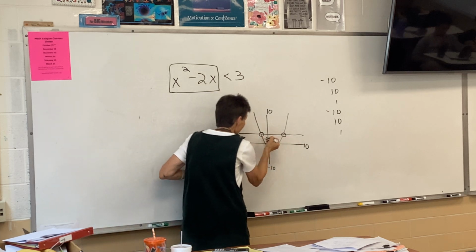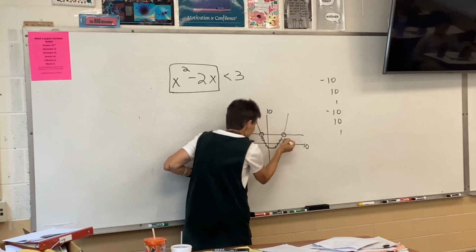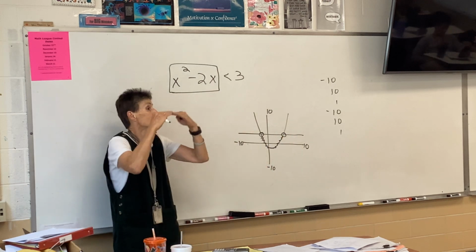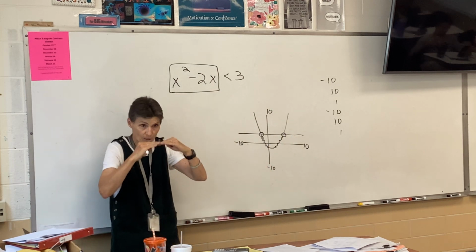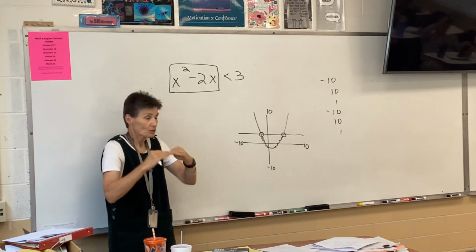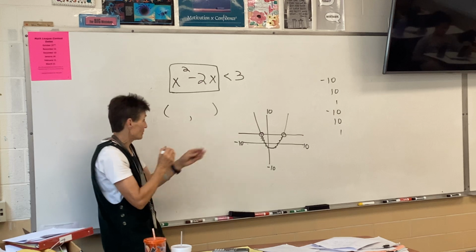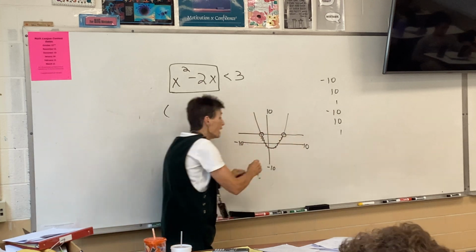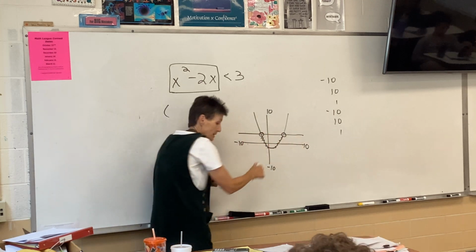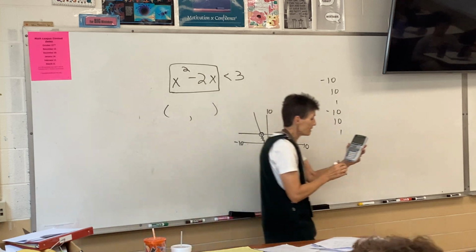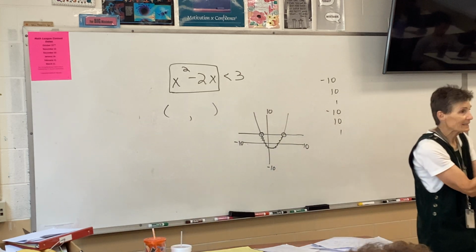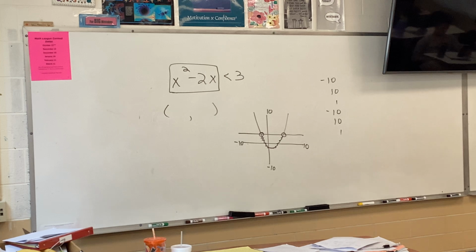This area right here is where the left side is less than the right side. It's underneath, right? So my answer is going to be something like this interval of numbers. I just need to figure out what those endpoints are. So it's real easy. Press second calc. So calc is up here. It says trace, but right above it, it says calc. Find it?